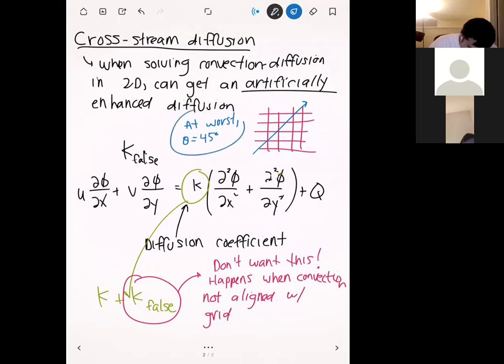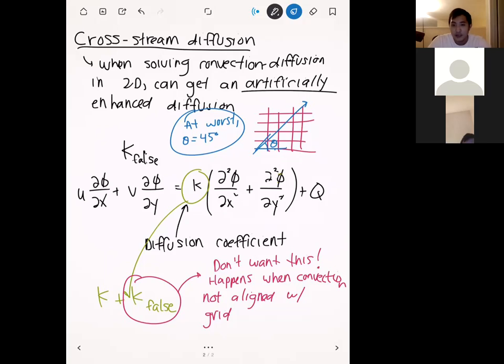Okay. This is the angle theta that I'm talking about right here. Theta equal to 45 is the worst case, because that's where it's farthest away from either the horizontal grid lines or the vertical grid lines. So it's basically right in the middle. And so K false is maximized whenever this angle is 45 degrees.